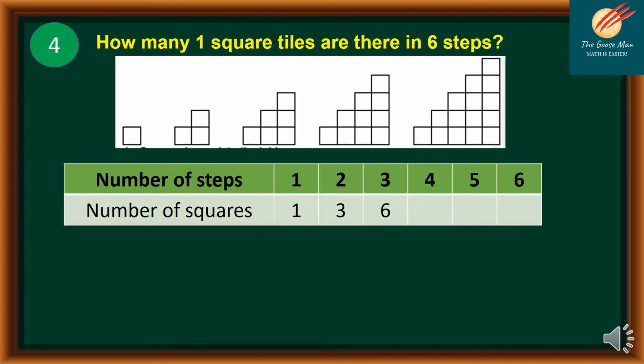So let's move on to problem number 4. How many square tiles are there in 6 steps? So we have here the number of steps. We have 1, 2, 3, 4, 5, and 6. And the number of squares is equal to 1, 3, and 6. So what we're going to do is determine the difference between 1 and 3. And the difference is actually 2. So we add 1 plus 2 is equal to 3.